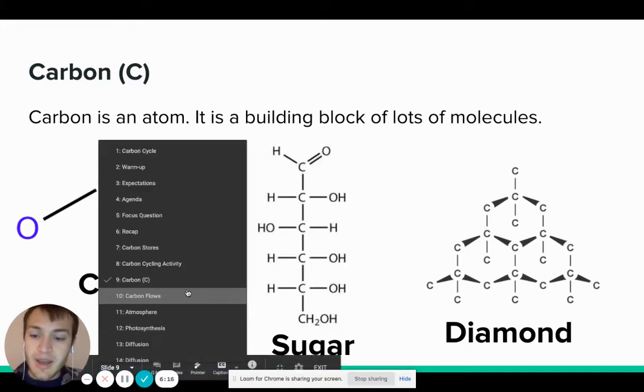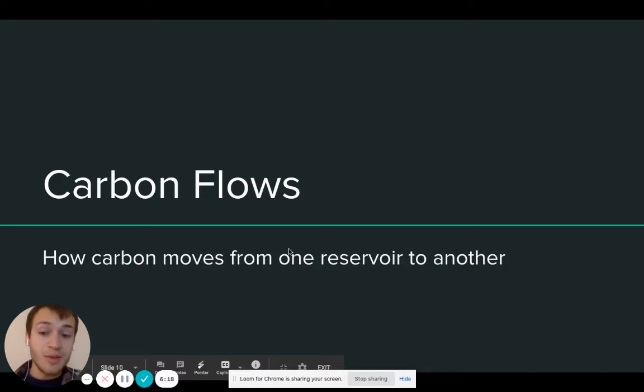All right, cool. So we're going to talk about carbon flows today. And a carbon flow explains how carbon moves from one reservoir to another. So the way that we're going to do this, we're actually going to review some of the different carbon flows that we talked about in Carbon Cycle Part 1, from that game that we played on Jamboard.